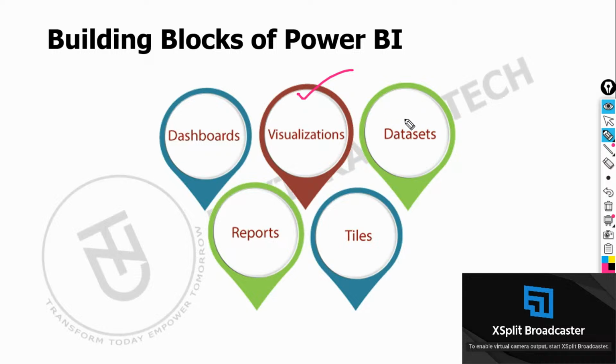Then datasets. Datasets are nothing but data which is organized, kept in the form of tables, and this is actually helping us drive all these things. Once you have datasets, we can convert these datasets to visualizations. Using these visualizations we build reports. What is a report? A report is nothing but a page, a single page with a single visual or multiple visuals.